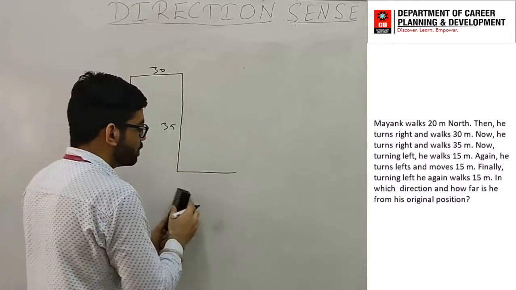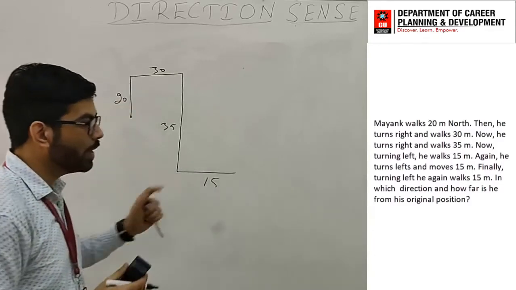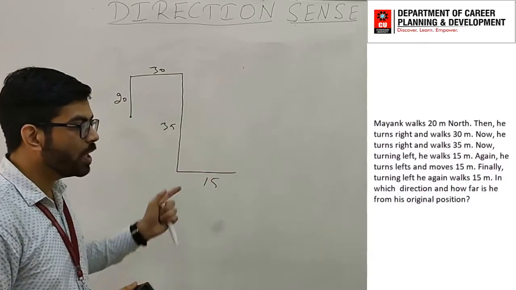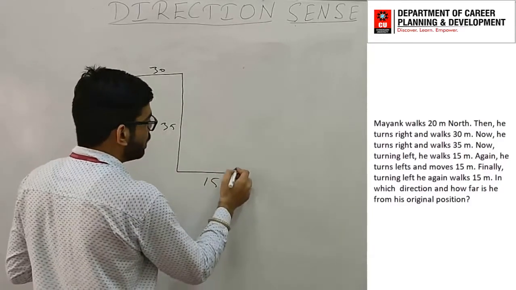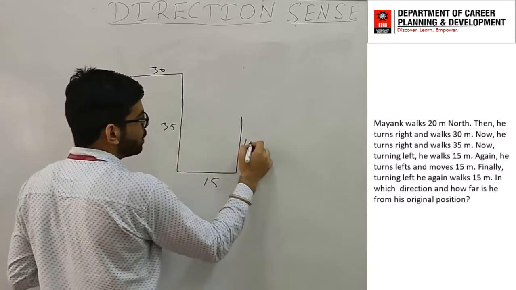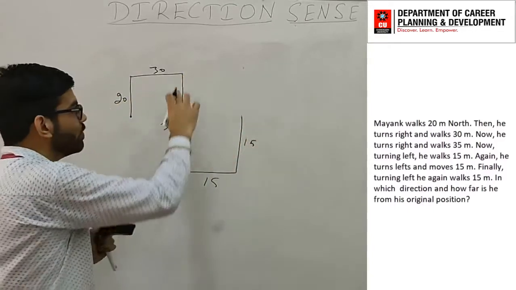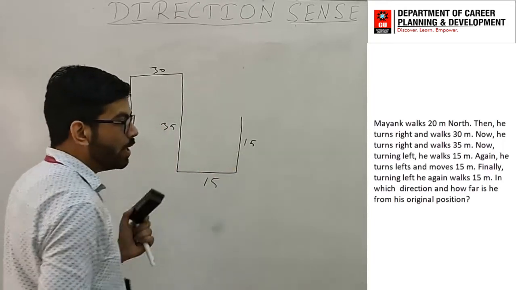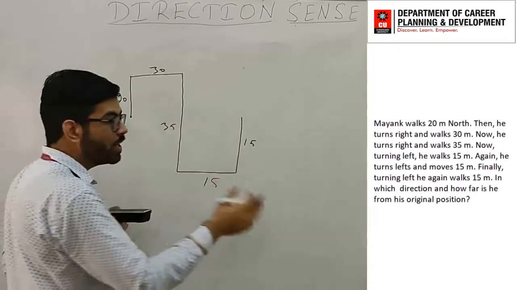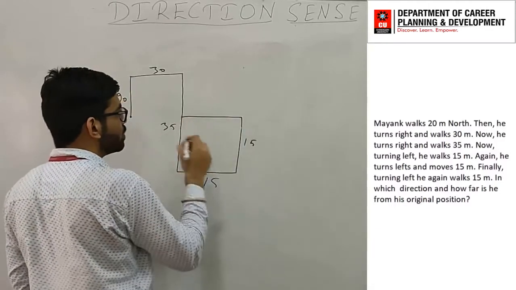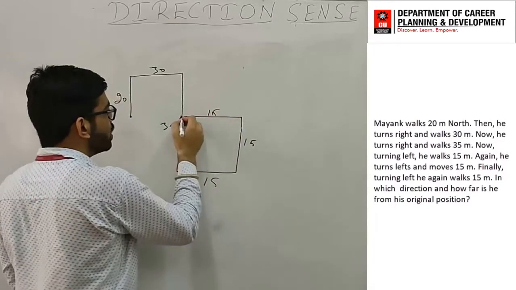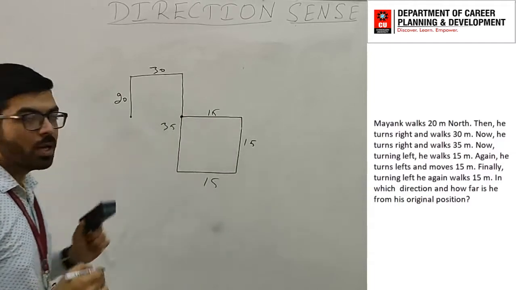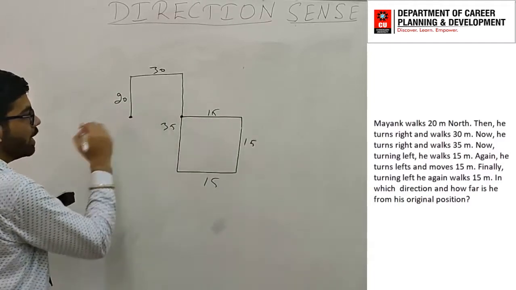Now next part, again he turns left and moves 15 meter. Again 15 meter equal to this line, because complete distance is 35, this one is 20, so this one will be your 15. And finally he is again turning 15 meter towards left. That means this much. This one is your 15. So this one is your final position. This one is your initial position.